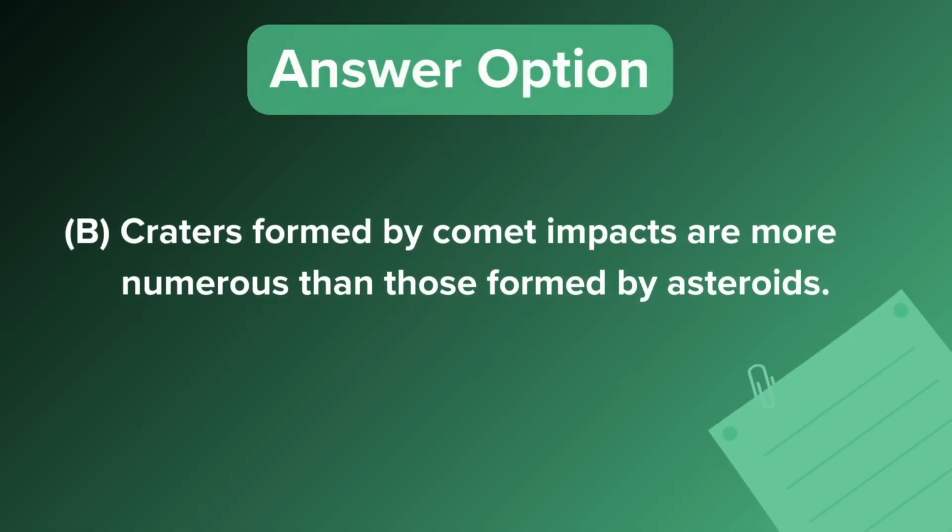B. Craters formed by comet impacts are more numerous than those formed by asteroids. That's a nice trick, but in my brain, or just now when we were doing this, we didn't talk about them being more than one or the other. We were saying, hey, the evidence is pointing to asteroids not being the source. It's pointing to these comets, these comet impacts. So it's not a question of more numerous than the other. So I get rid of B.